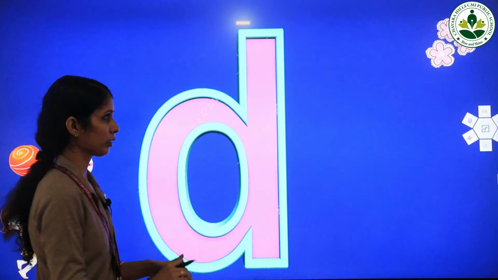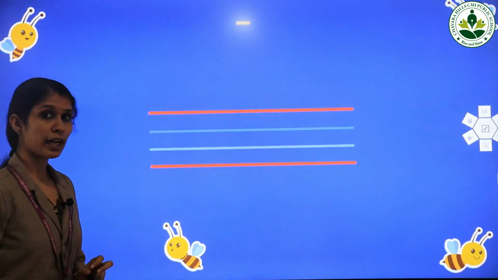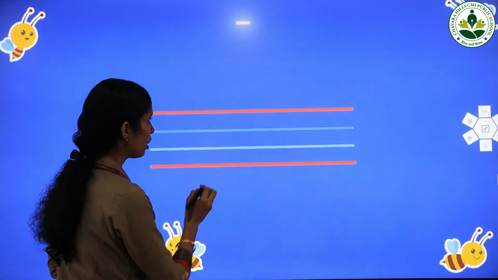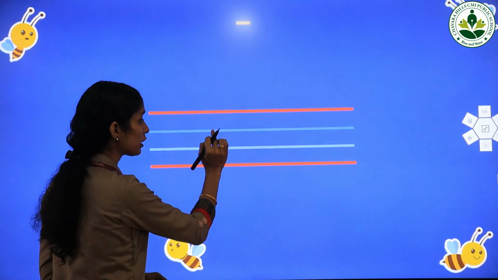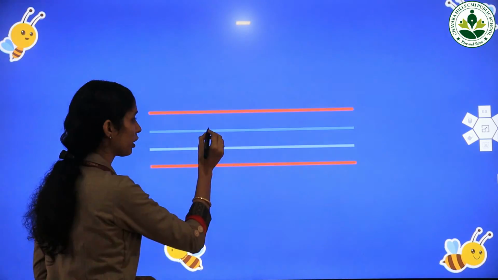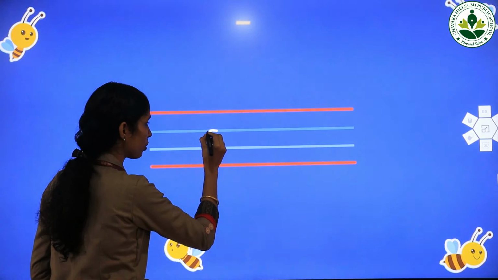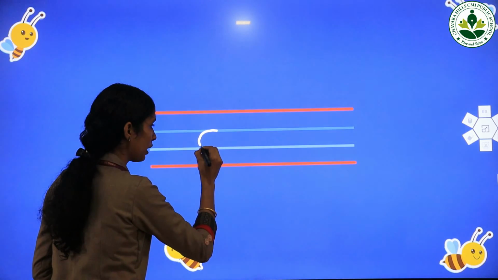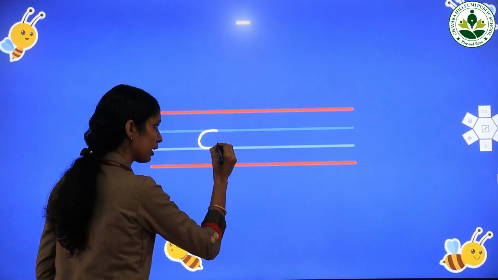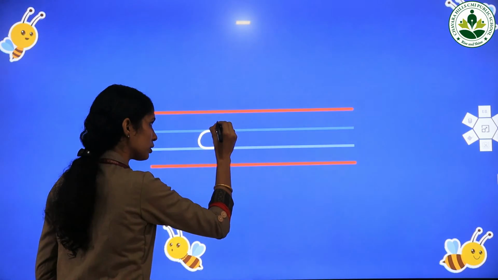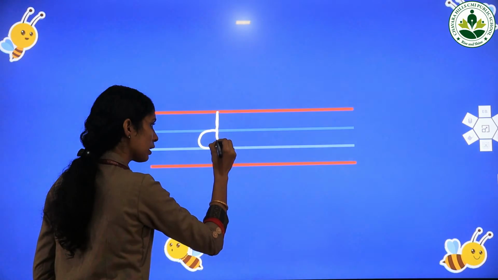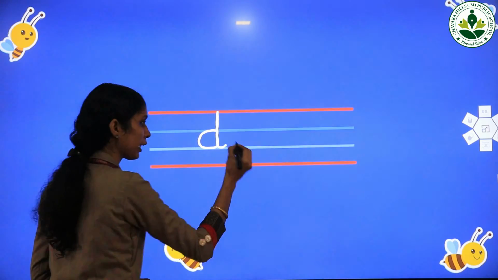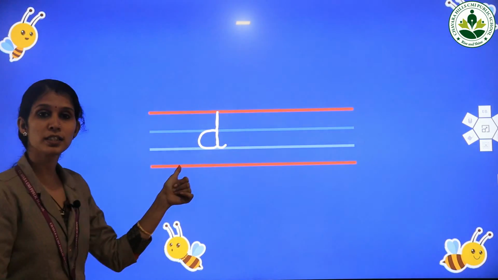Yes. Ready? Okay. Let's write small letter D here. First we draw a small curve. Touches these two blue lines. Look here. We draw a small curve like this. Don't take out your pencil. It goes up, slowly comes down and put a small tail. Can you say which letter is this?